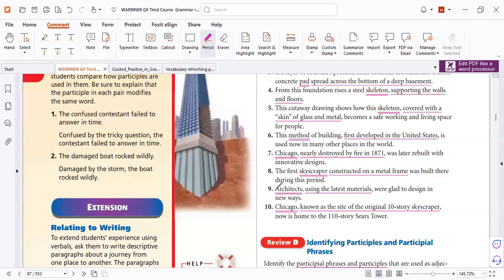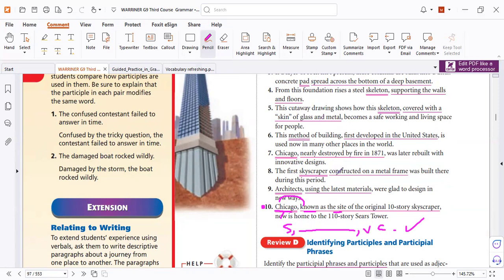Now we need to test here. What was known as the site of the original ten-story skyscraper? Who or what is known as the site? The word before, the word before. So this is Chicago. So Chicago is known. So look: Chicago, subject, comma, information, comma, verb, comma, full stop. Correct. You catch it? Yes. That is the point.